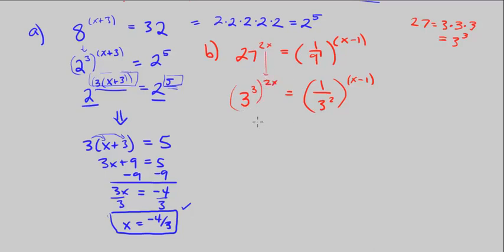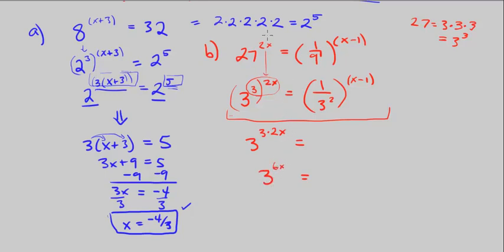Let's simplify this on the left. We look at 3 cubed to the power of 2x. That's the same as 3 to the power of 3 times 2x, because the properties of exponents say we multiply these. So on the left, we get 3 to the power of 3 times 2x. 3 times 2x is 6x, so we have 3 to the power of 6x.